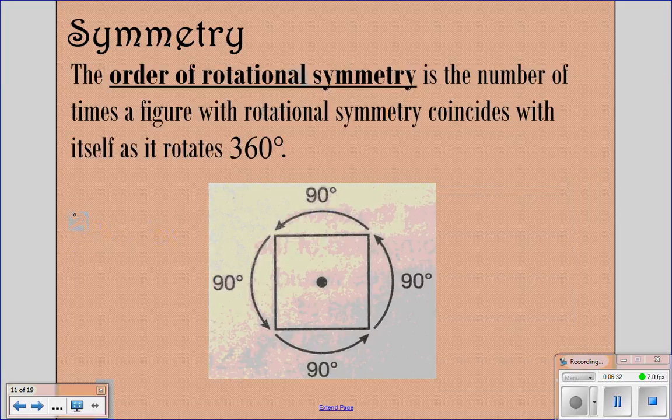The order of rotational symmetry is the number of times a figure with rotational symmetry is going to coincide with itself as it rotates 360 degrees. So the order of rotational symmetry is kind of related to the angle of rotational symmetry. It's the number that you divide 360 by to figure out your angle. So on this one we have 1, 2, 3, 4 sides, and so our order of rotational symmetry would be a 4. And if you check, 360 divided by 4 is going to be 90 degrees.